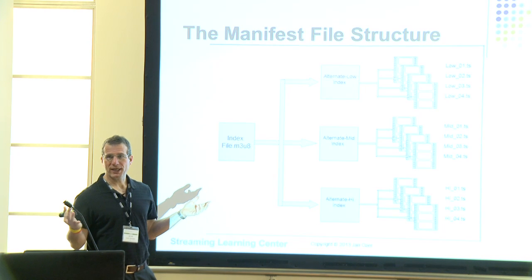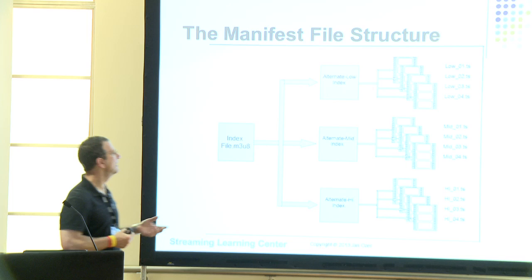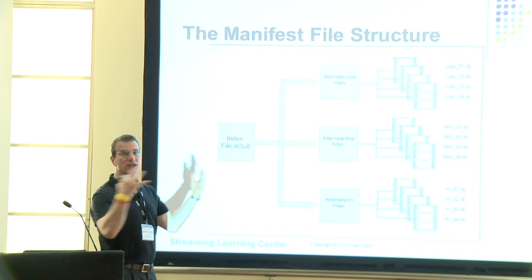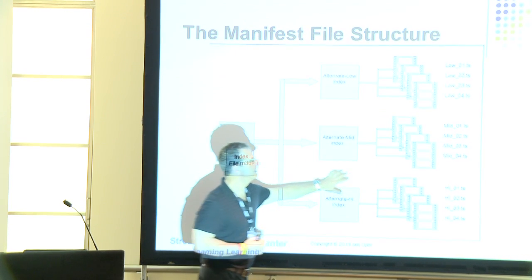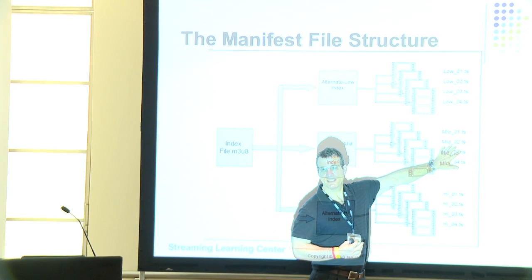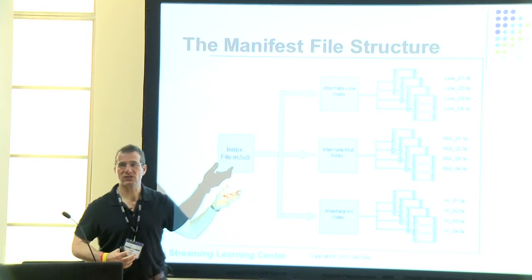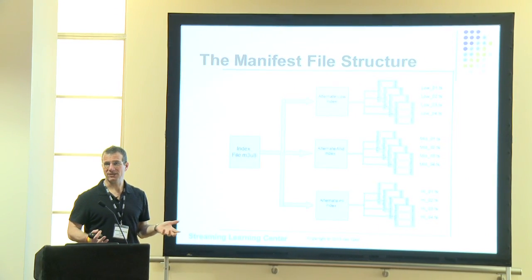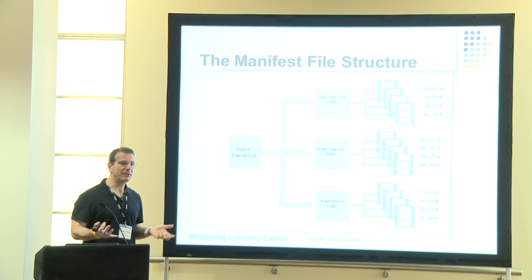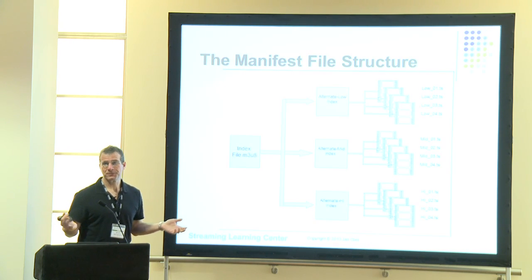Then the player says, well, bandwidth is good, CPU utilization is good, let's try a higher quality file. It goes back to this file and says, where's the higher quality file? It gets this address, and then it retrieves this file. So the player is in charge of figuring out where the files are using this index file system and retrieving the file chunks as necessary. That's how HTTP-based technologies all work. It's a very elegant, very simple solution that eliminates the server component.